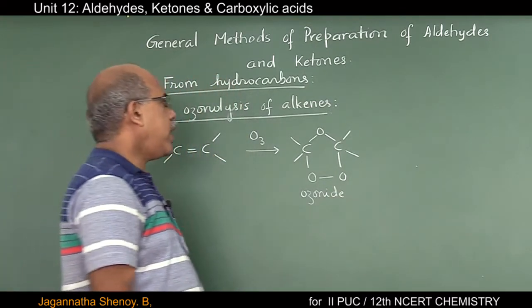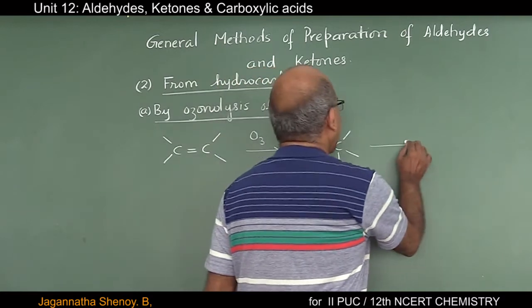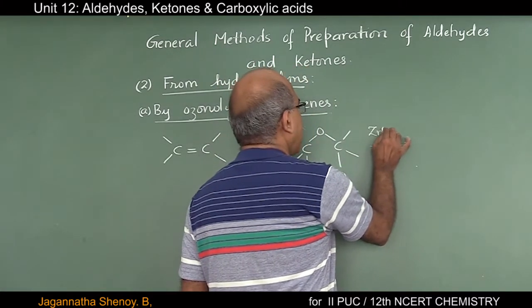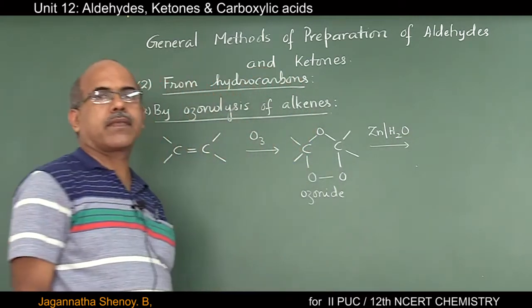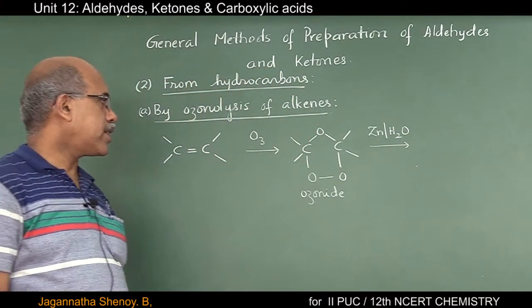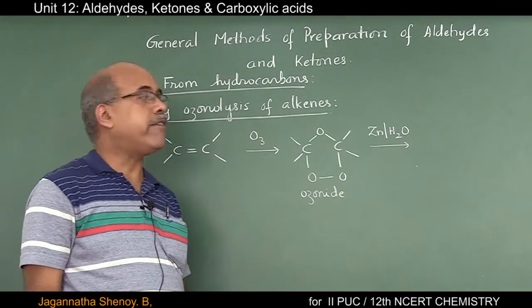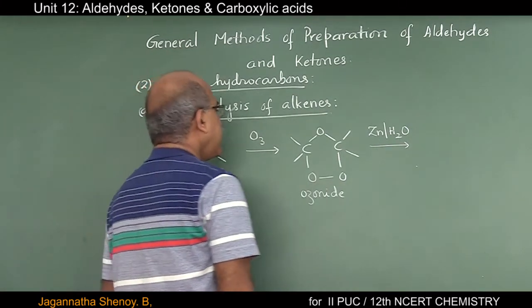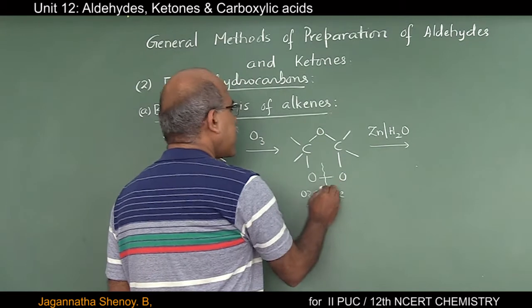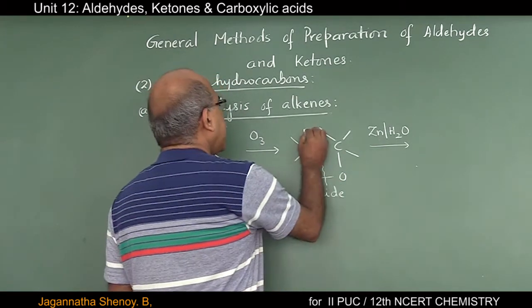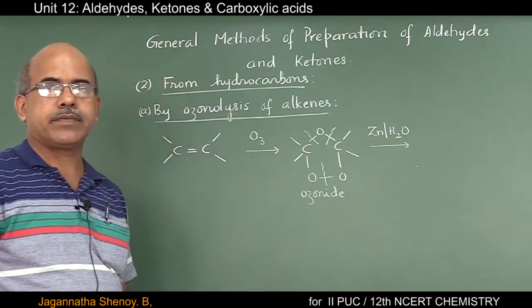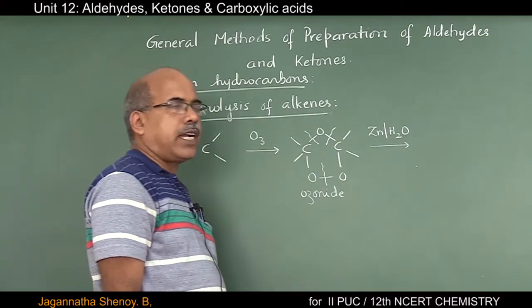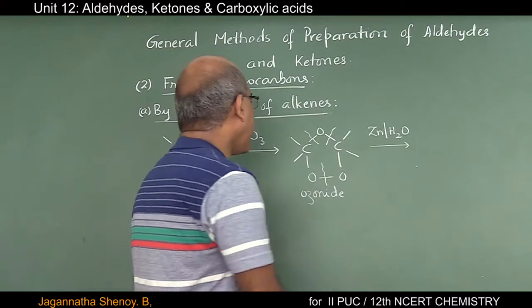Now, this ozonide is subjected to hydrolysis in presence of zinc. In what way does this compound undergo cleavage? Point number 1, the bond cleavage takes place over here, here, and also here. So, because of that, what are the compounds we are going to get?